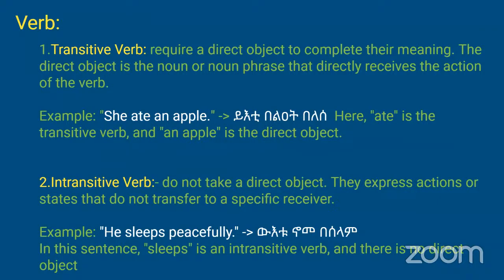So a transitive verb means that in order to have a complete sentence, a complete meaning, it needs an object. A transitive verb requires a direct object to complete its meaning. If it is a transitive verb and you don't have an object, you are not conveying the complete meaning. The direct object is a noun or noun phrase that receives the action of the verb. For example, if I told you she ate, what do you mean, she ate? What did she eat?